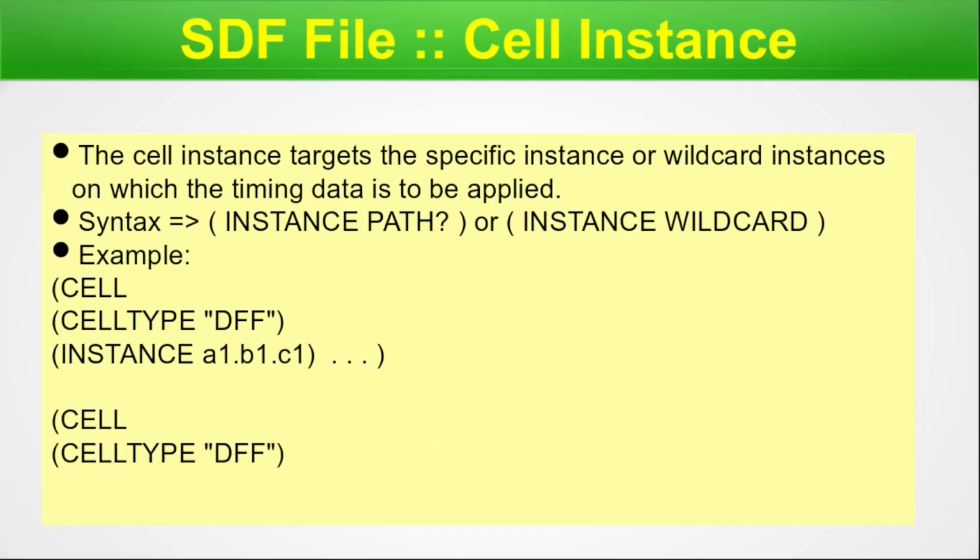Then again cell, then cell type DFF, then instance, then star. So in the first case, the SDF annotation data will be specific to the instance C1. So it is very much specific to that instance. And in the second case, where we are using the wildcard, the SDF annotation data is generic. That means the same data can be applied anywhere with the cell type DFF. So we have done the explanation and let's move on.